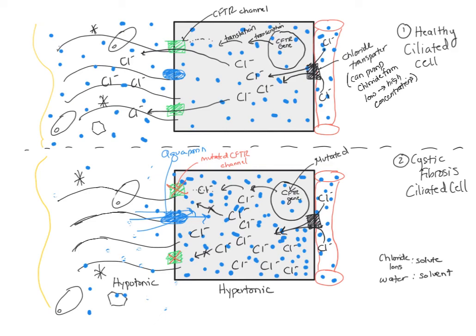CFTR, unfortunately, though, can only move chloride from high to low. It only facilitates diffusion. Okay. So, to recap, we have a buildup of chloride inside of a cystic fibrosis ciliated cell that leads to osmosis of water through the aquaporin into the cell. When normally you have a situation where there is an isotonic concentration of chloride in the mucus and in the ciliated cell, so you don't get any net movement of water into or out of the cell.